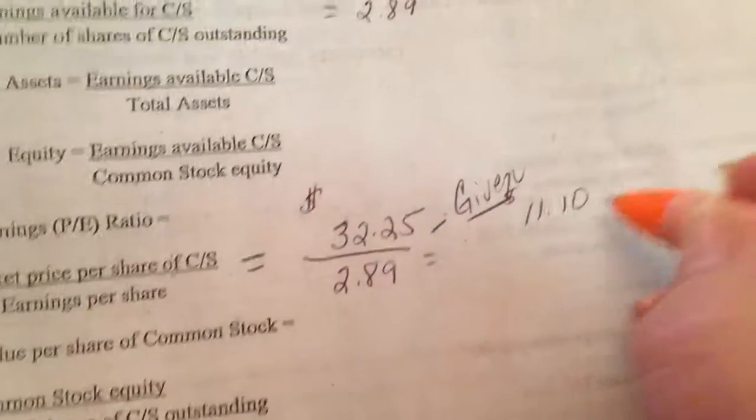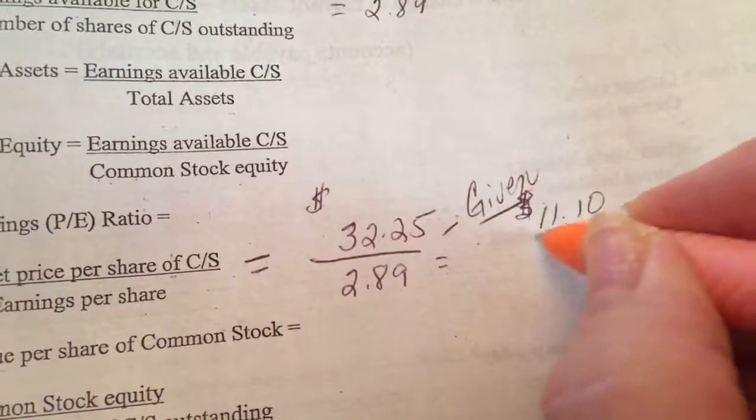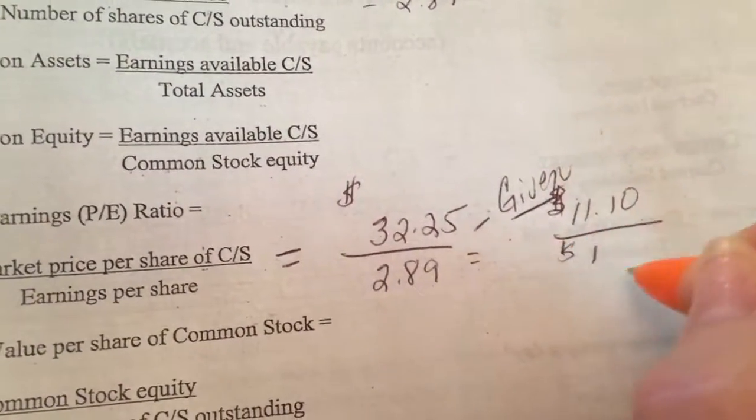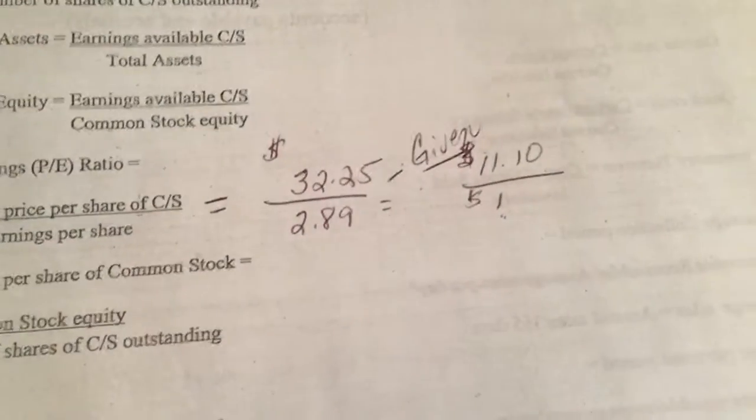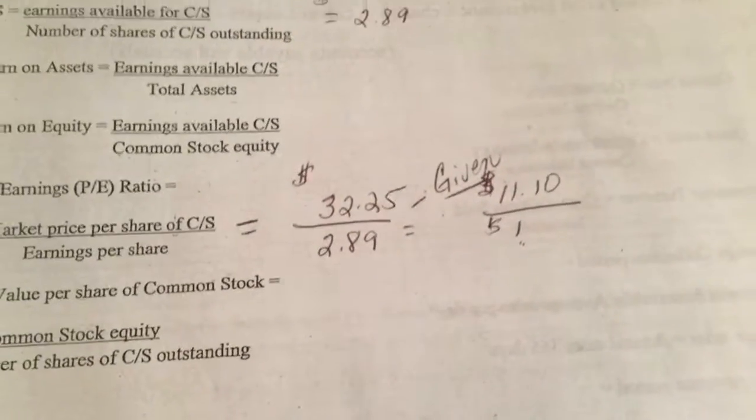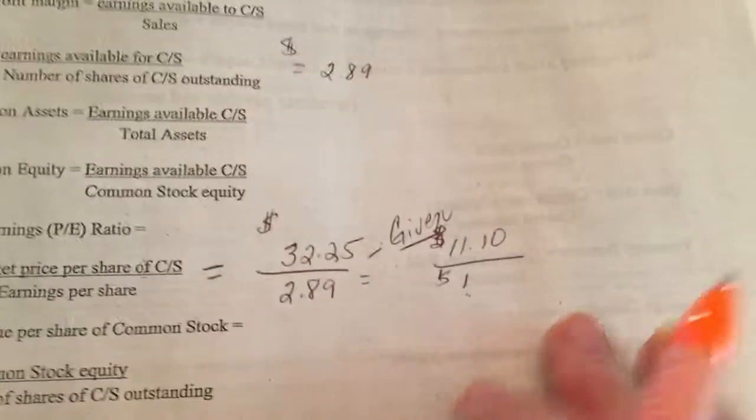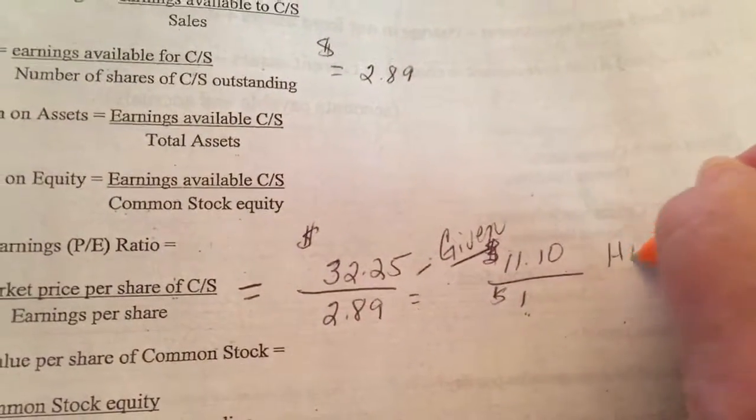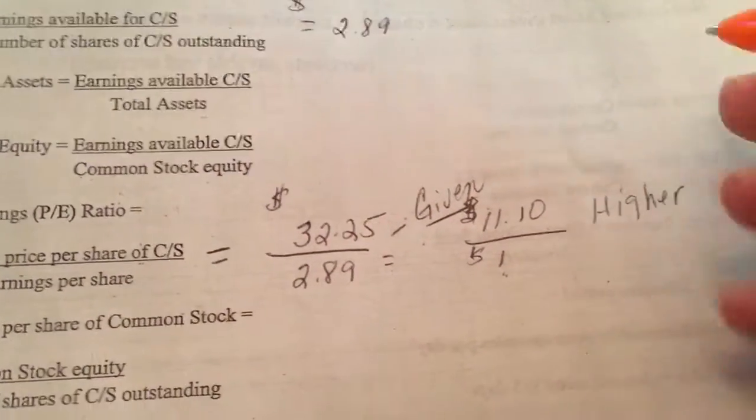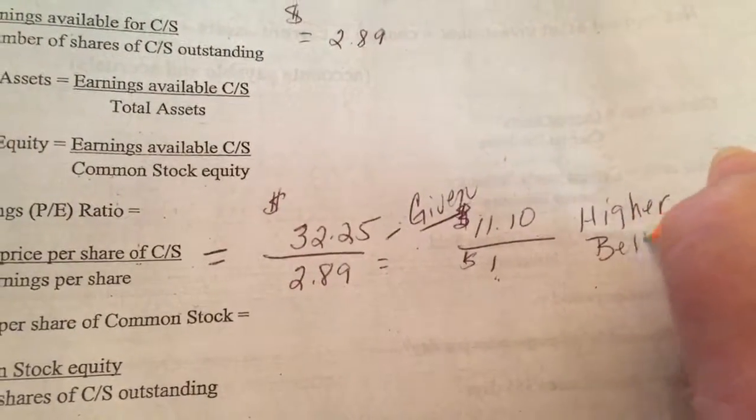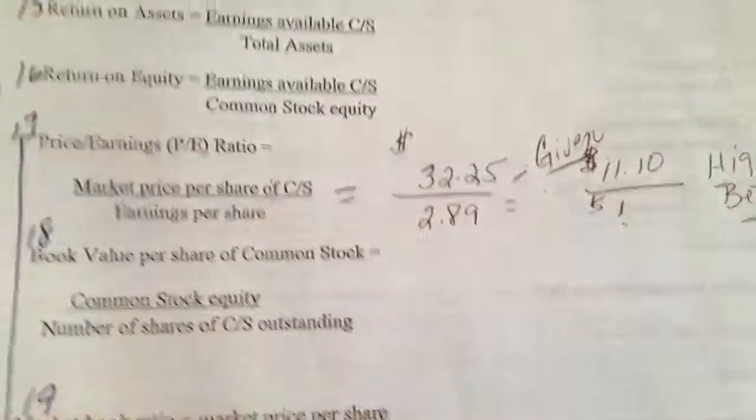$11.10, and this is going to be expressed as a dollar here. What that means is for every $1 in earnings per share, the selling price on the market is around $11, and that's good. The higher, the better. So this is a measure of what's going on out in the marketplace. This is how investors look at our stock.